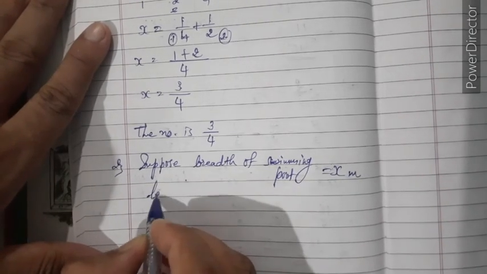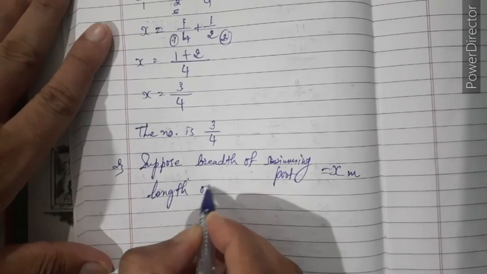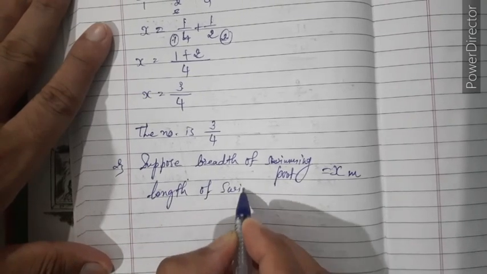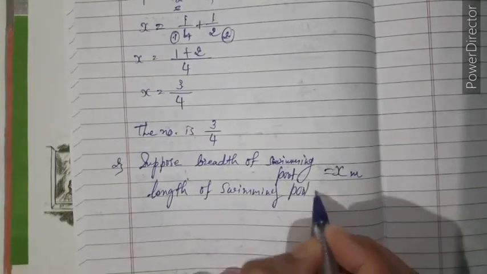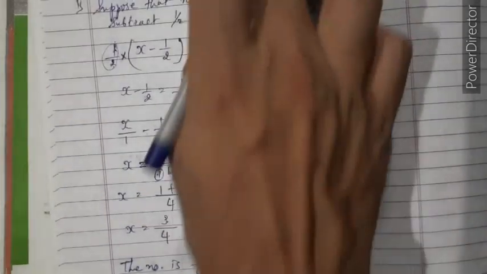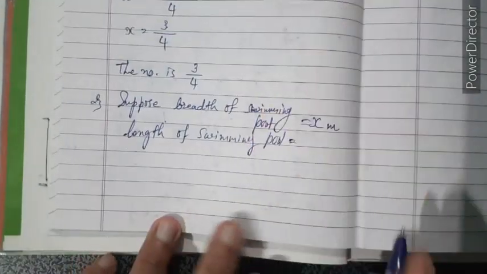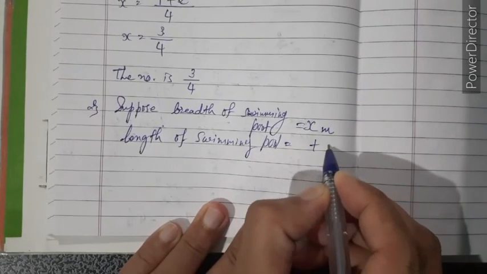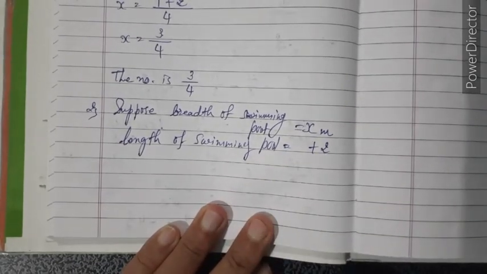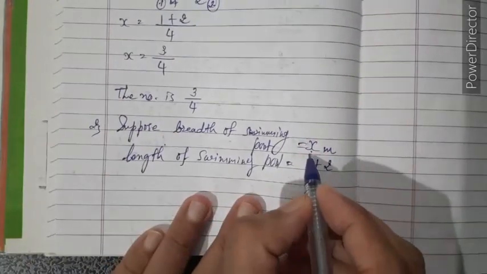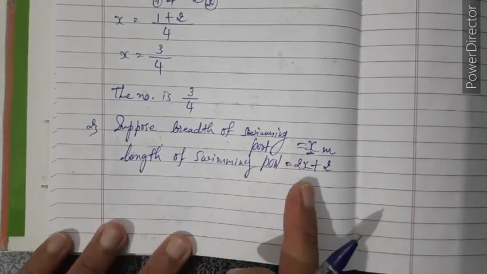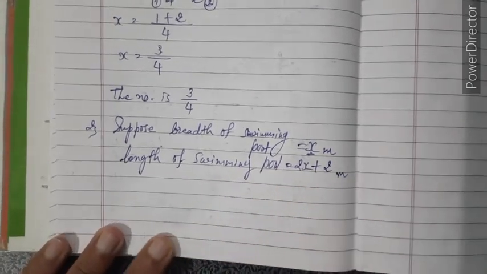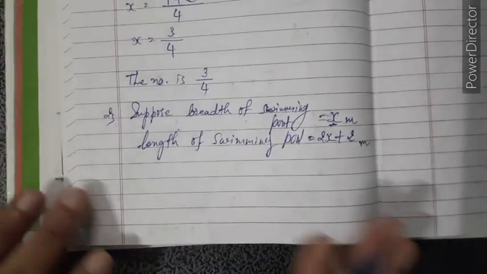Okay, so the length of the swimming pool equal to, that is 2 meter more, more means plus 2. Okay, 2 meter more than twice of this one. Twice means double. So that is 2x. So length equal to 2x plus 2 meter. Okay. And the perimeter is given.